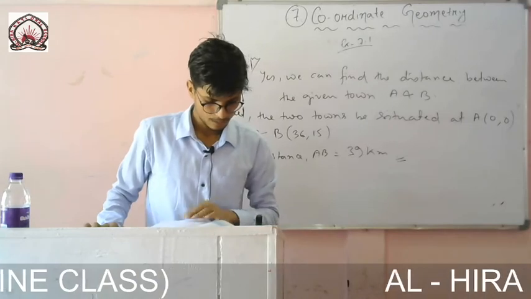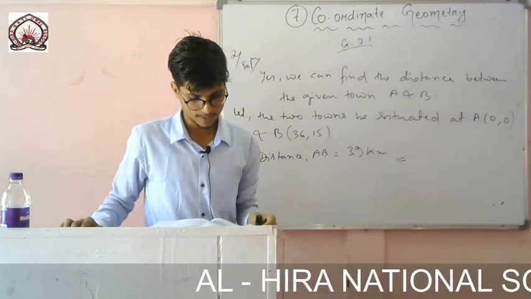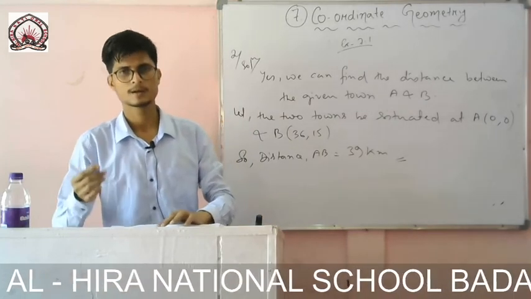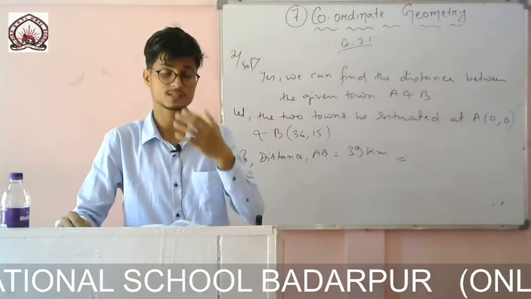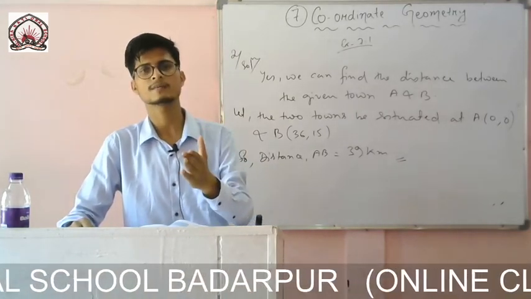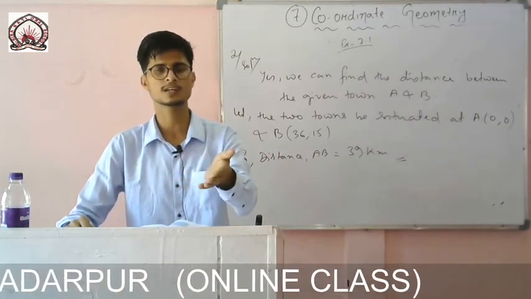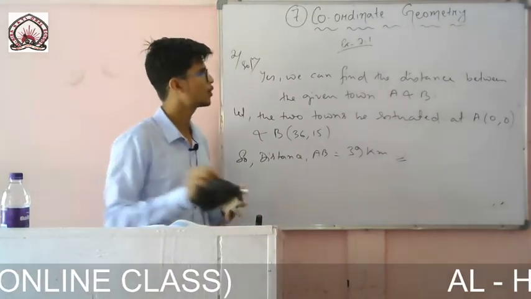Now let us go to question number 3. Determine the points. 3 points are given are collinear. Okay, so this is a new term. Let me say about this one. When 3 points are said to be collinear: whenever 3 or more points lie on the same straight line, then they are said to be collinear.